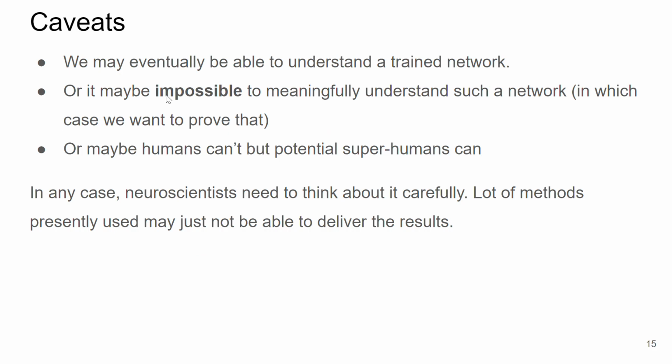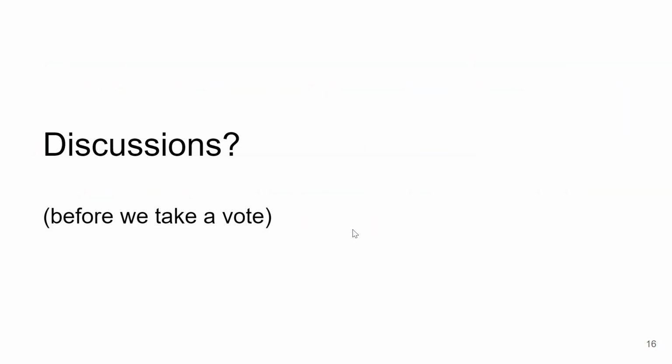And there are also a few caveats. They say that we may eventually be able to understand a trained network, or maybe it's impossible to meaningfully understand such a network, in which case we want to find ways to prove that. And maybe humans can't understand it, but potential superhumans can. And in any of these cases, they say that neuroscientists need to think about it carefully, and lots of methods that are presently used, especially trying to understand things at the single neuronal level, may just not be able to deliver results. And that's the end of the presentation.